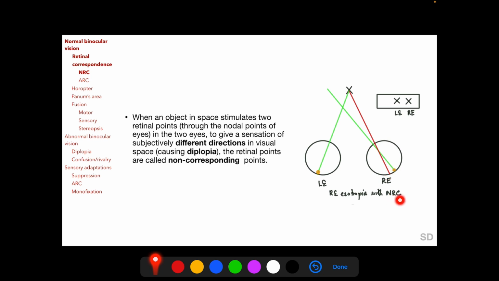But since the retinal correspondence is normal, the subjective sense of direction of the fovea in the deviated right eye is similar to the subjective sense of direction of the fovea of the fixating left eye. So the area where the target of fixation projects in the deviated right eye, being nasal to its fovea, has a subjective sense of direction temporal to the subjective sense of direction of the fovea. As a result, the deviated right eye locates the target at a location temporal to the location where the fixating left eye locates the target, and the patient complains of diplopia or double vision.